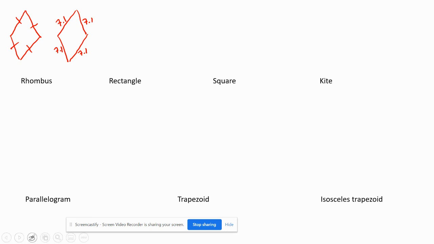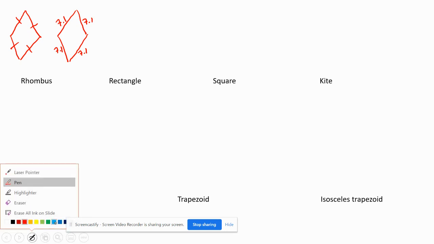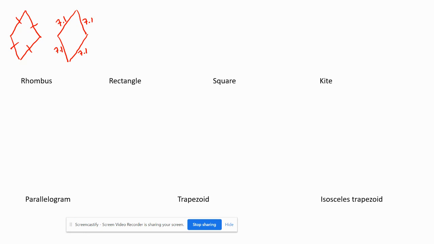Now a rectangle is a quadrilateral where all the angles are equal. In this case, I'm going to mark them with a little box. A little box represents 90 degrees. So I mark them all the same way, so they all have 90 degrees. All the angles are equal. That's what makes it a rectangle.